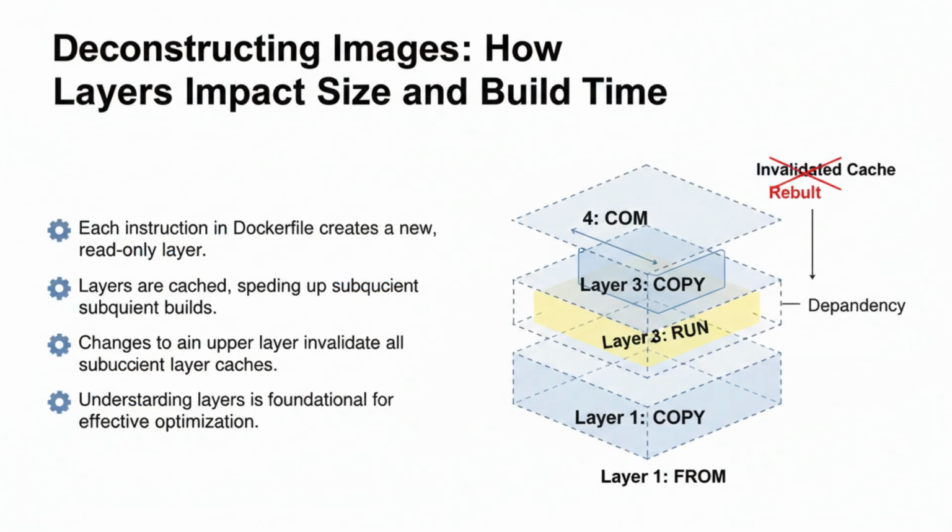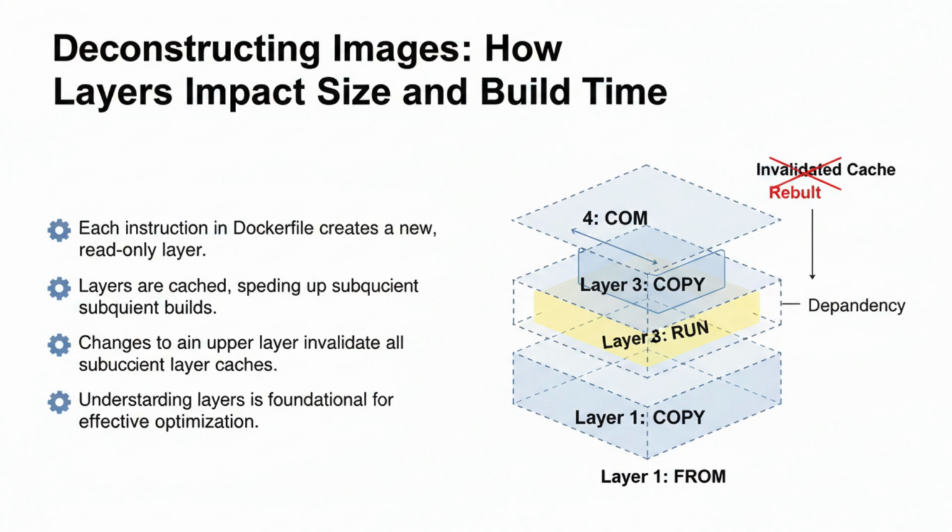Before we delve into optimization techniques, it's crucial to understand the fundamental building blocks of a container image: layers. Every instruction in a Dockerfile, such as FROM, RUN, COPY, or ADD, creates a new read-only layer on top of the previous one. These layers are stacked to form the final image.